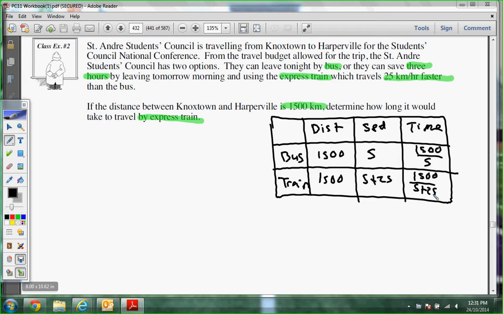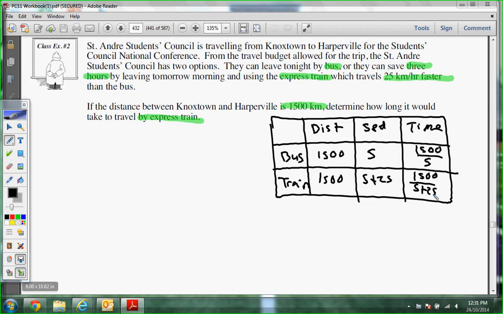Yep. Sorry, so that's your speed, the middle one? Yep. You said S plus 25. Right. But this is you need 3 hours faster, so wouldn't that also include one of your variables for speed? No, because 3 hours is a time. Yeah, 3 hours is not speed.